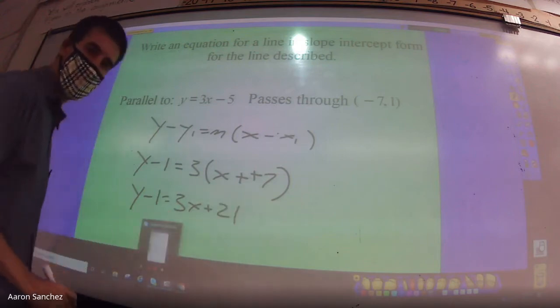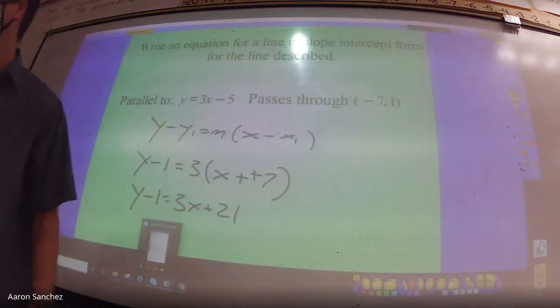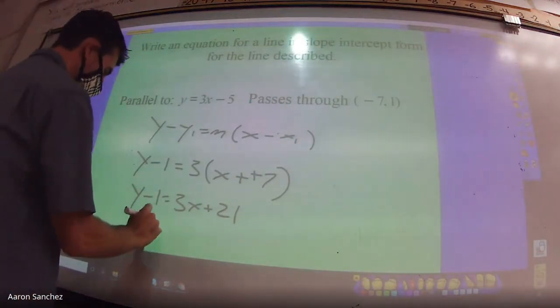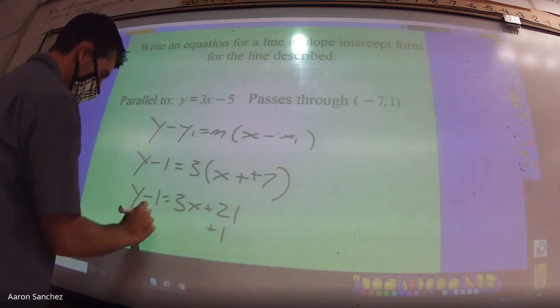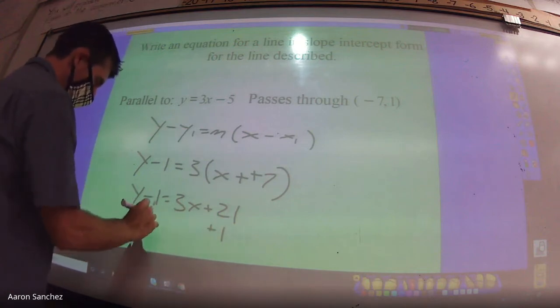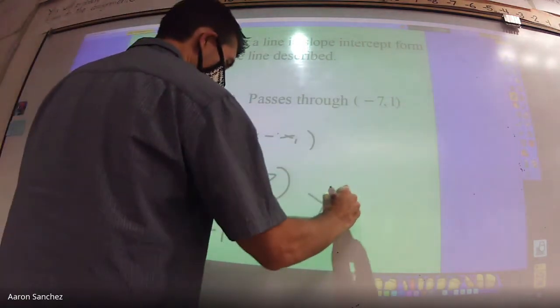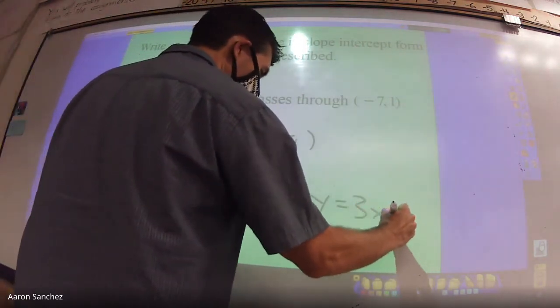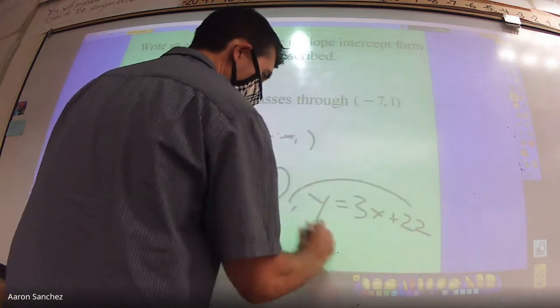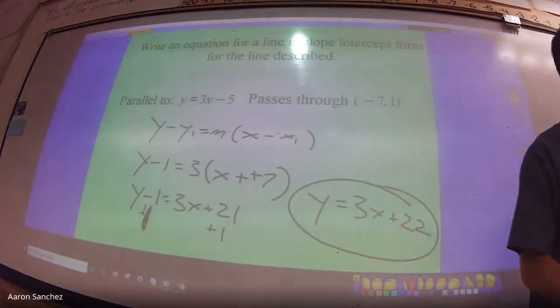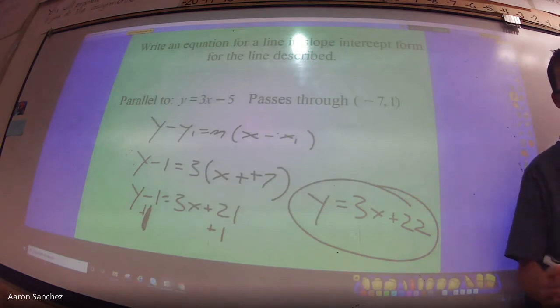Then can you guys see that there? Then I add 1. Oh, that's supposed to be a 1. That's a 1. And then 21 plus 1 is y equals 3x plus 22. Hopefully that'll be a free question for you, right? Free question? So practice it tonight, though.